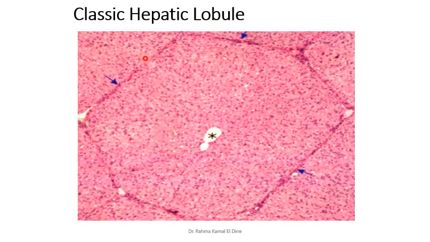Classic hepatic lobule. The functional unit of the liver is the classic hepatic lobule, which appears hexagonal in shape, and there is a central vein with hepatocytes radiating from it.